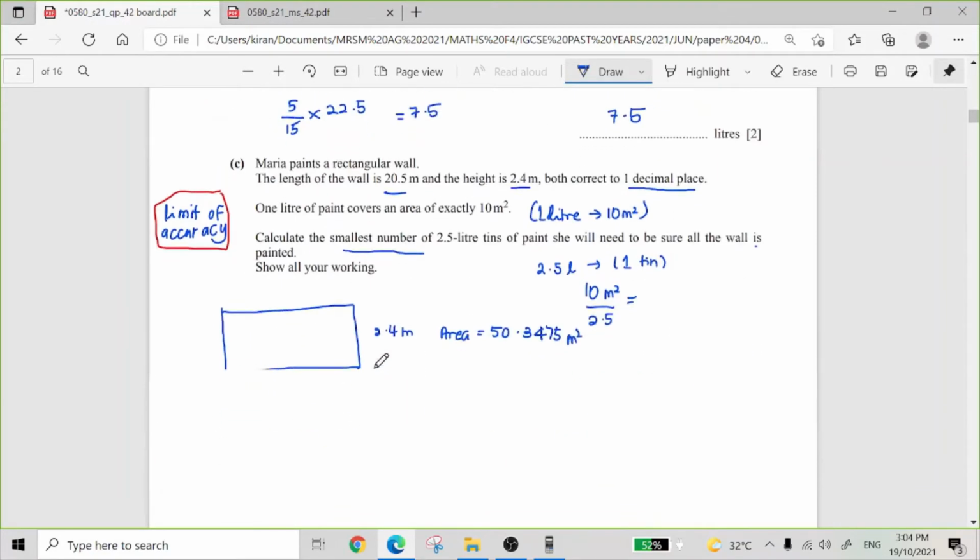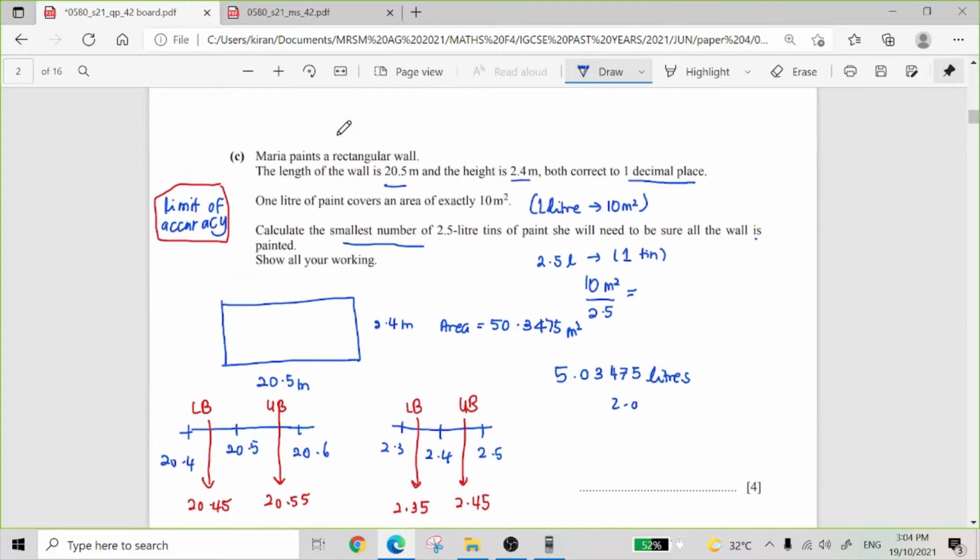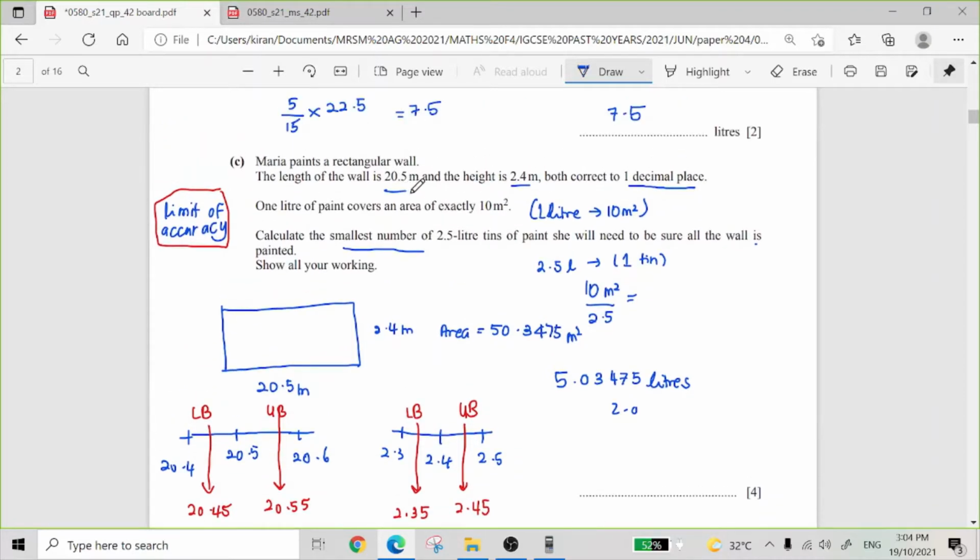Next question, question C. Maria paints a rectangular wall. The length of the wall is 20.5 meters and the height is 2.4 meters, both correct to 1 decimal place. Okay, when it mentions this, it is related to the limits of accuracy question. Calculate the smallest number of 2.5 liter tins of paint she will need to be sure all the wall is painted. Show your working.